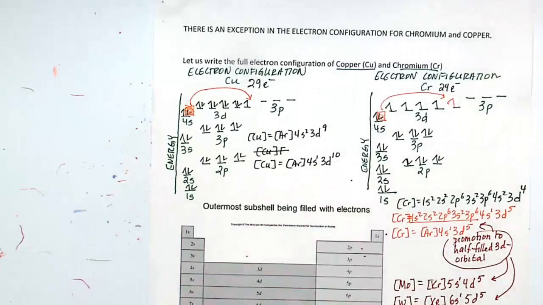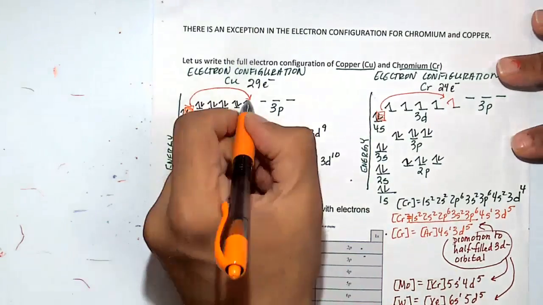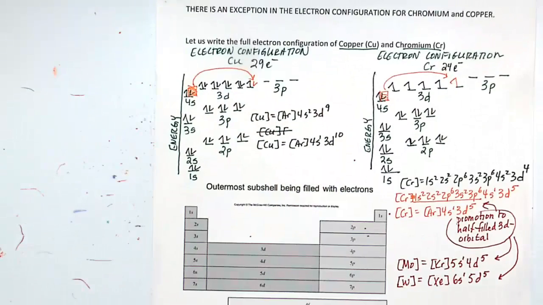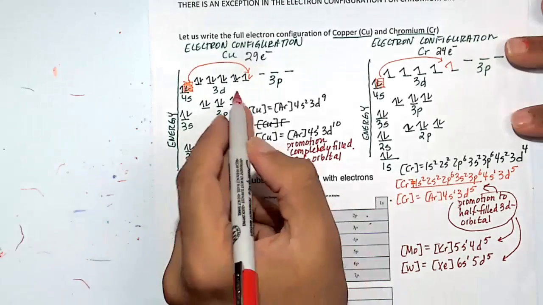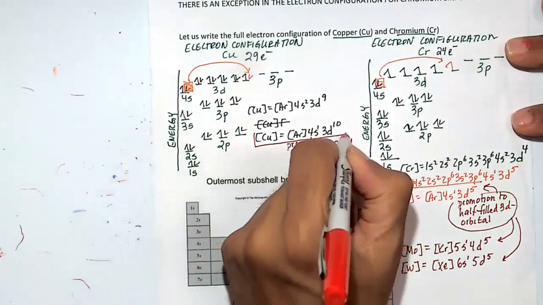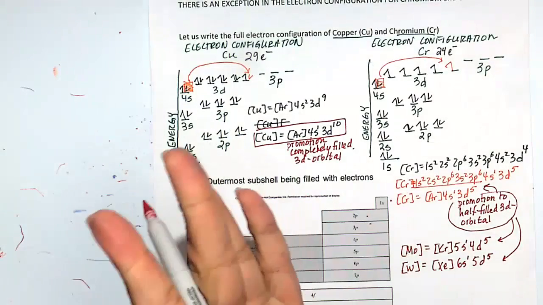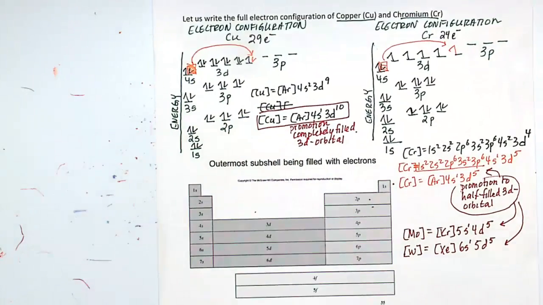So again, we have a promotion. This just happens by itself. A promotion to a completely filled 3d orbital. So the right electron configuration for copper is 4s1, 3d10. It just happens spontaneously. It's much more energetically favorable. Again, this just happens on its own.